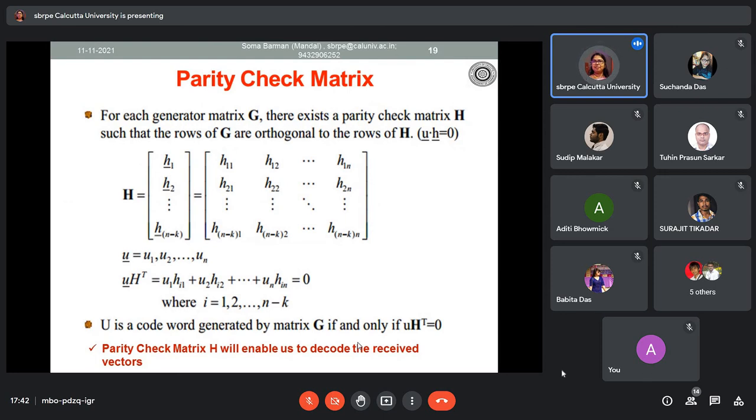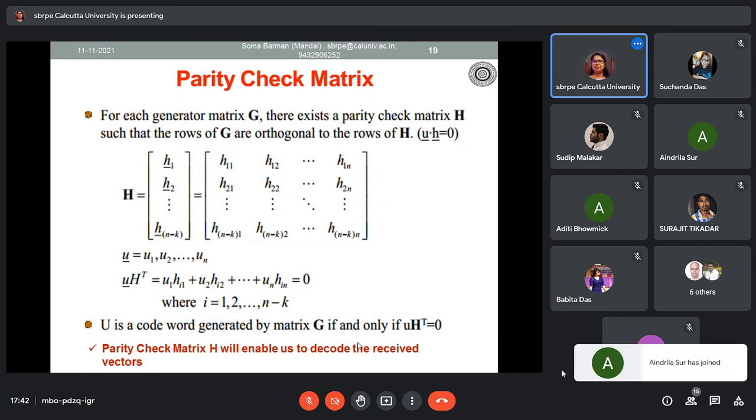If there is any error within your received vector, how can you detect that? For this case, we have to consider the parity check matrix. Generally, we denote the generator matrix by G and the parity check matrix by H. The G matrix and the H matrix are orthogonal.